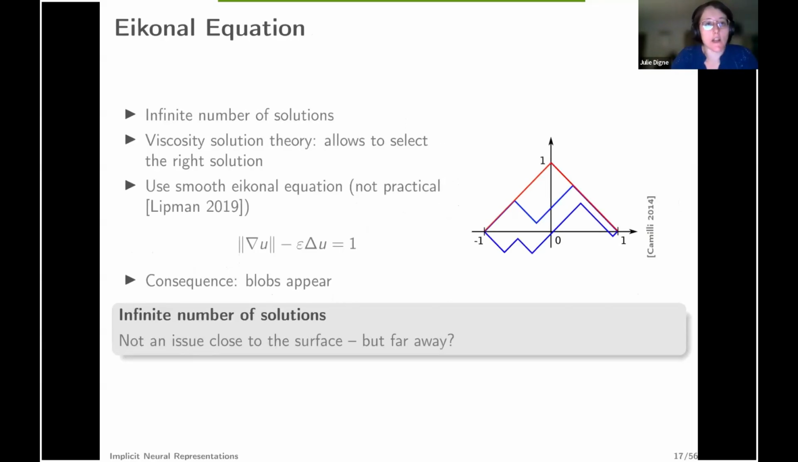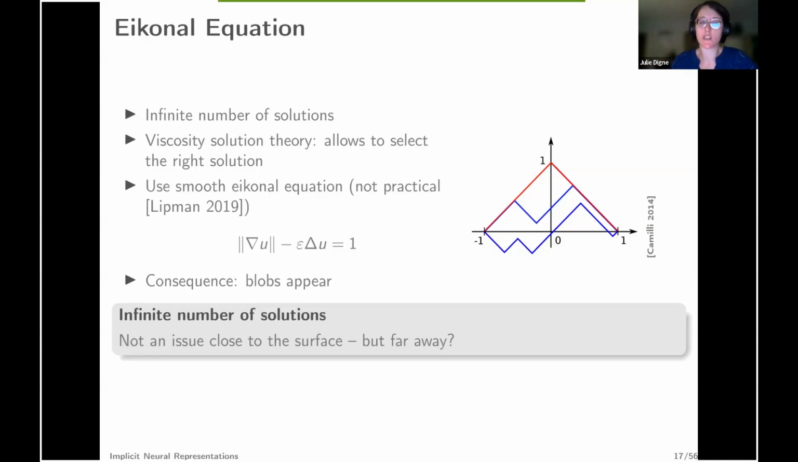But there's a catch. Actually, the Eikonal equation is not well-defined in the sense that it has an infinite number of solutions. Why? Because you can change the sign of the function as many times as you want, as you can see on the right. It's a well-known problem, and there is a whole theory to overcome it, called the viscosity solution theory, which allows one to select the right solution. So you have existence of this solution, but to actually build it, you need something a little more practical. The way to do that is to use a smooth Eikonal equation, which basically adds epsilon times the Laplacian to the Eikonal equation. So you replace the norm of the gradient equals one by the norm of the gradient minus epsilon times the Laplacian equals one.